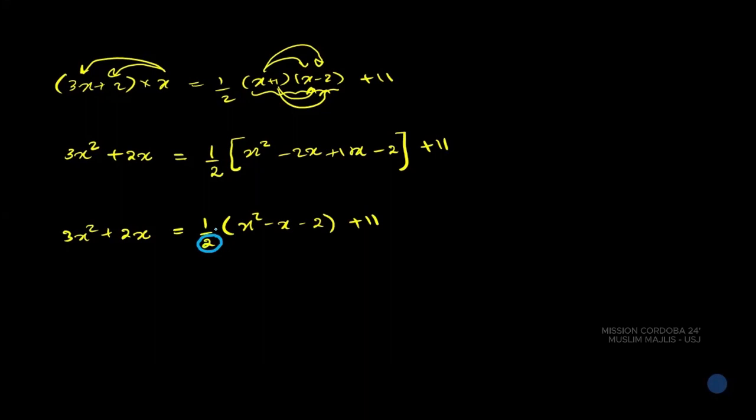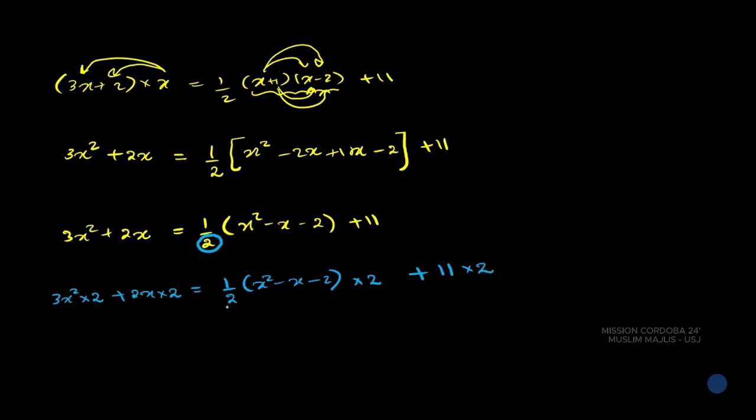So what I'm going to do is remove that number 2. If it is in the denominator, which means it has a division. So if you want to remove this division by 2, you should multiply each and every term in the expression with 2. 3x square, I'm going to multiply by 2, plus 2x multiplied by 2, is equal to half times this entire thing, it's a bracket, no? So no need to take one by one. This entire thing multiplied by 2, plus 11 multiplied by 2.